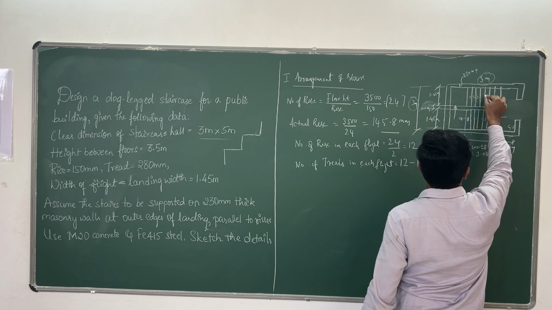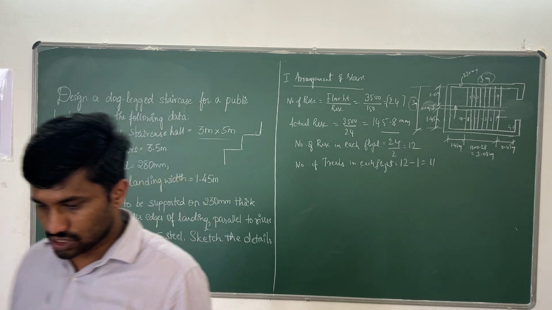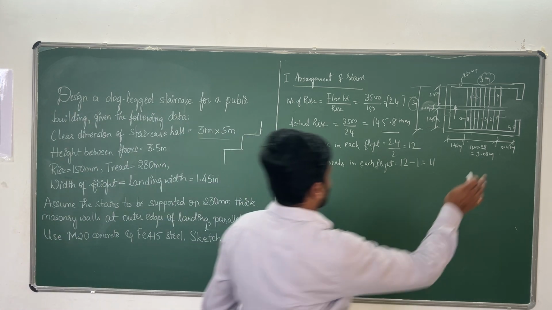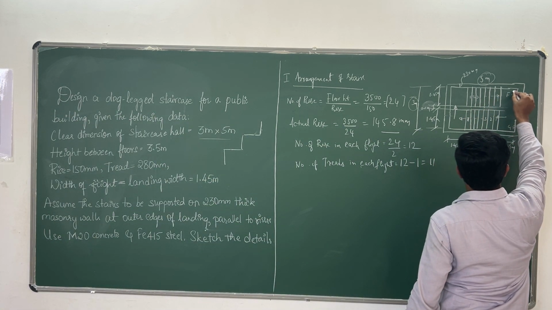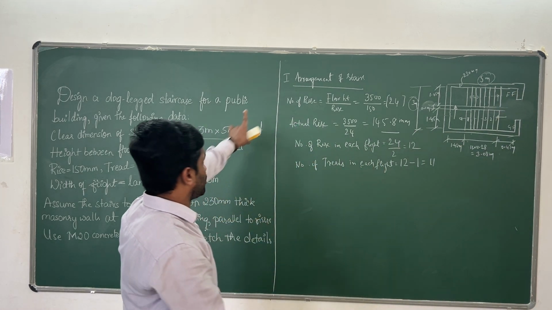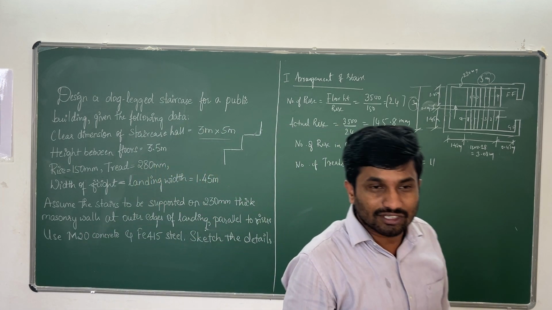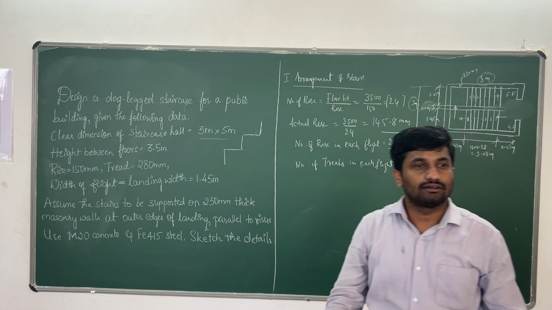One, two, three, up to 11. So any doubts? When you go from the ground floor, you will reach the first floor. This is the plan. This is the very first step. Any doubts? This is a very important and simple step in the case of a dog-leg staircase.